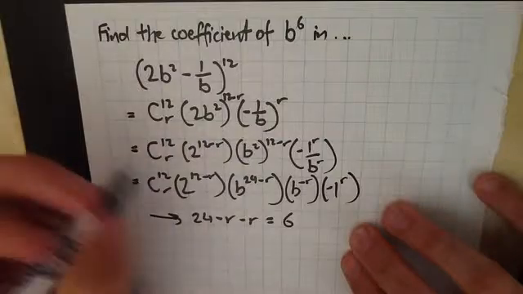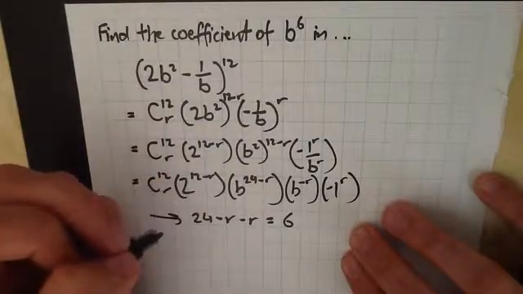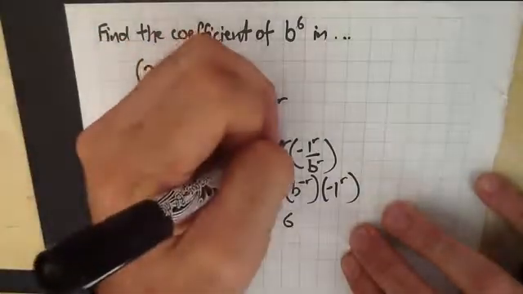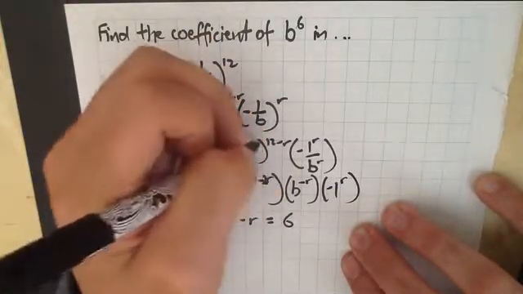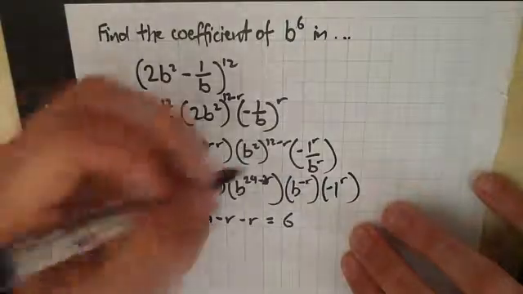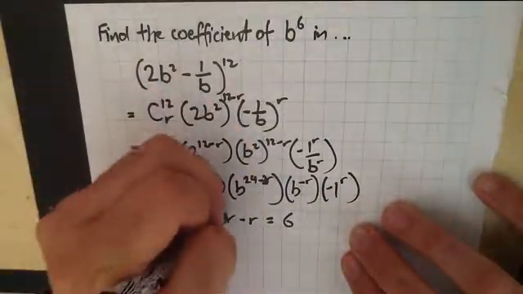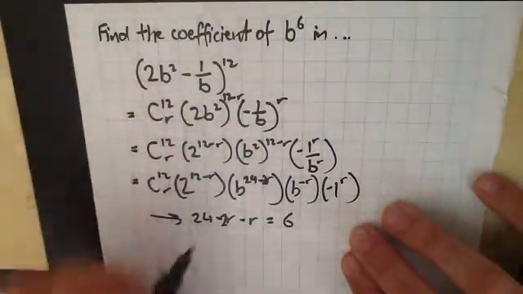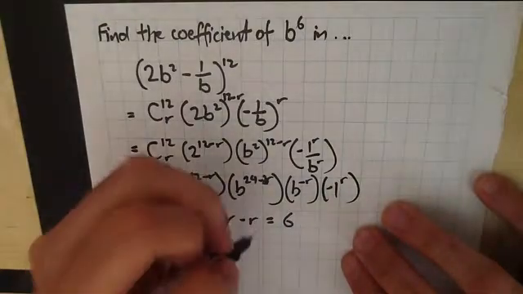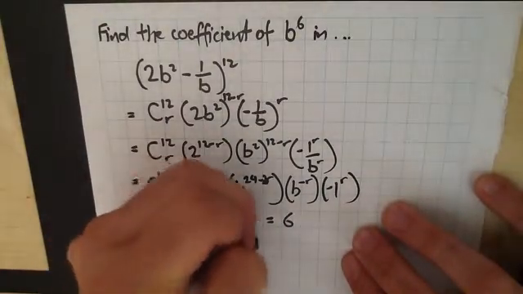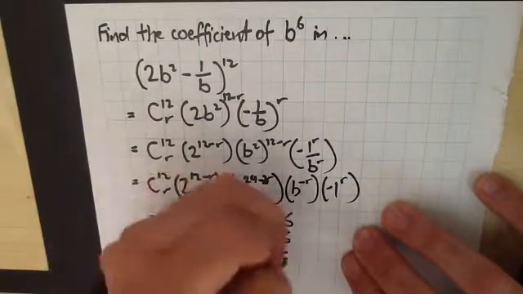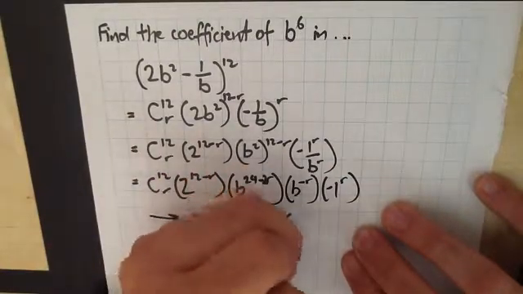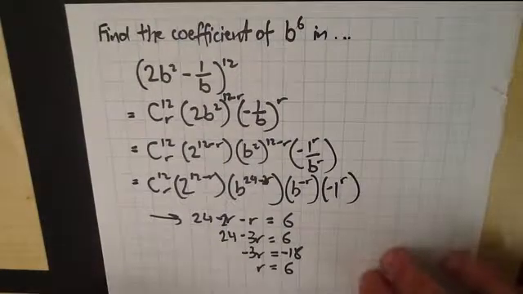Have I missed something here? I have. That should be minus 2r there, because 2 times 12 is 24, and 2 times negative r is negative 2r. So that should be a negative 2r in there. So 24 take 3r is equal to 6. So negative 3r is equal to negative 18. r must be 6. So I've found what r is.